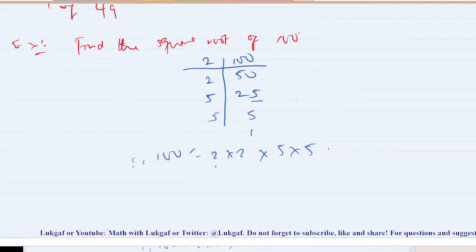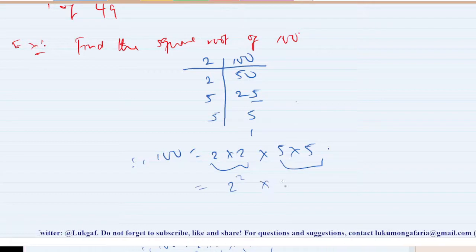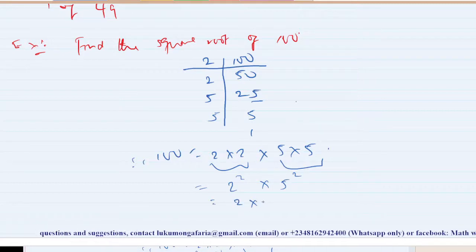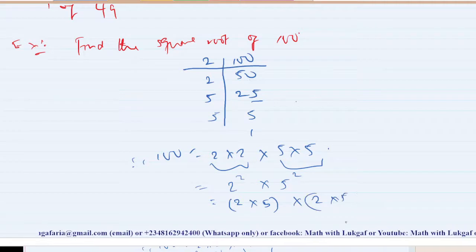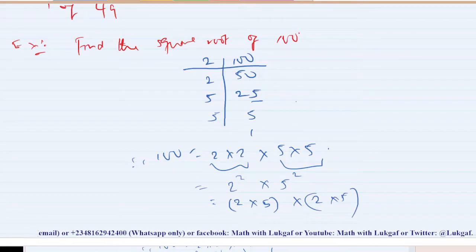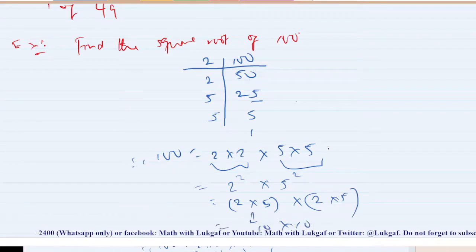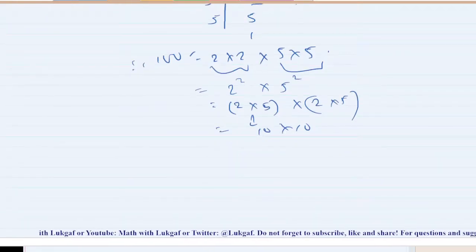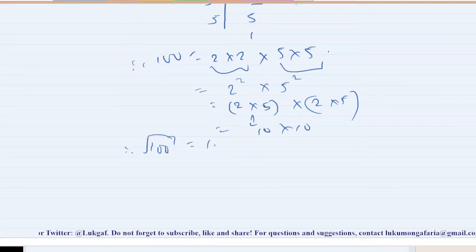So you notice that we pair these numbers together. When you have such pairs, 2 squared multiplied by 5 squared could as well be written as 2 times 5 multiplied by 2 times 5. You understand now? Then I have 10 times 10. You can see that the number I multiply by itself 2 times to give me 100 is 10. And you can conclude that the square root of 100 is equal to 10. It's as simple as this.